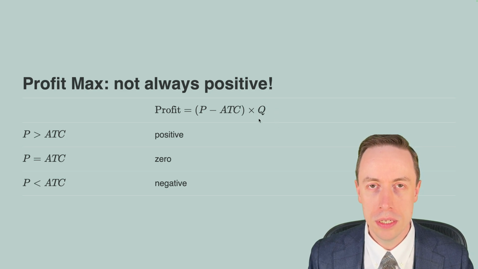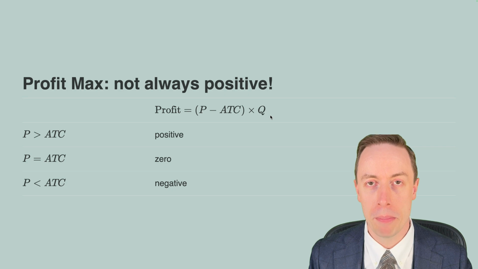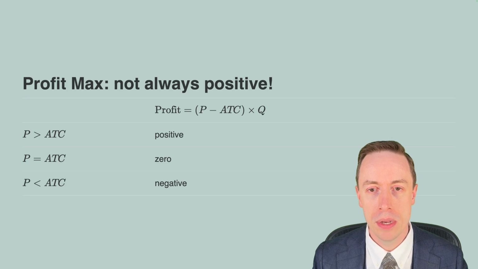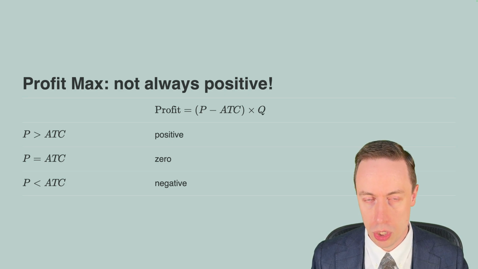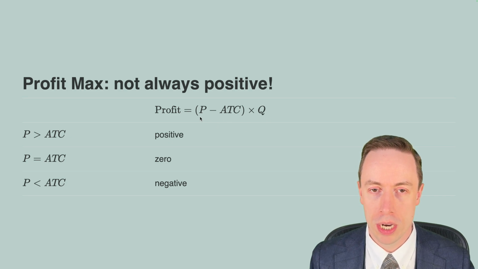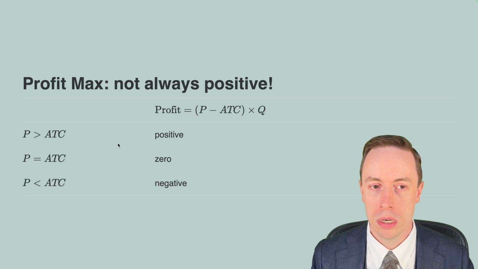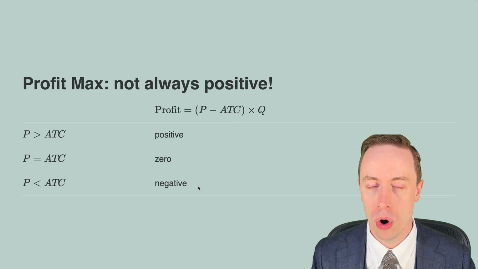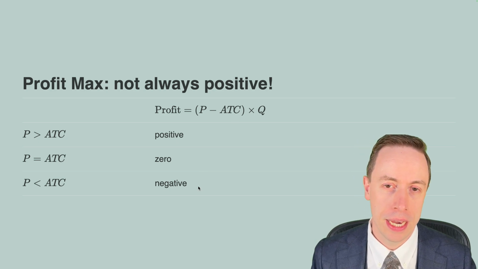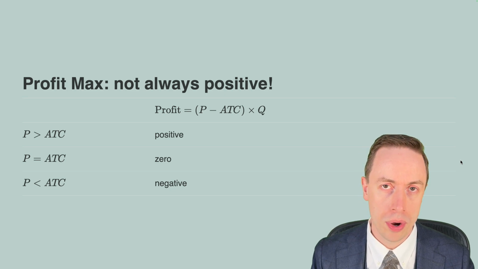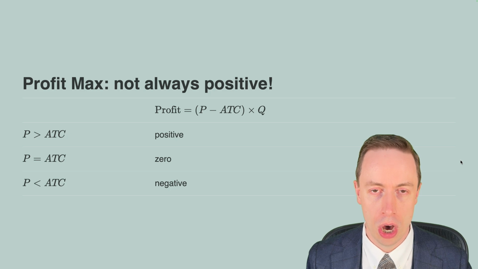Since quantity is always a positive number or maybe zero if we're shut down, but it's not like we can produce negative quantities, that means it's still really easy to see what sort of profit condition you're in just based on price and average total cost. If price is greater than average total cost, we're earning a positive profit. Price is smaller than average total cost, we're earning a negative profit, aka a loss. So keep this in the back of your mind. Price greater than average total cost, profit. Price less than average total cost, loss.